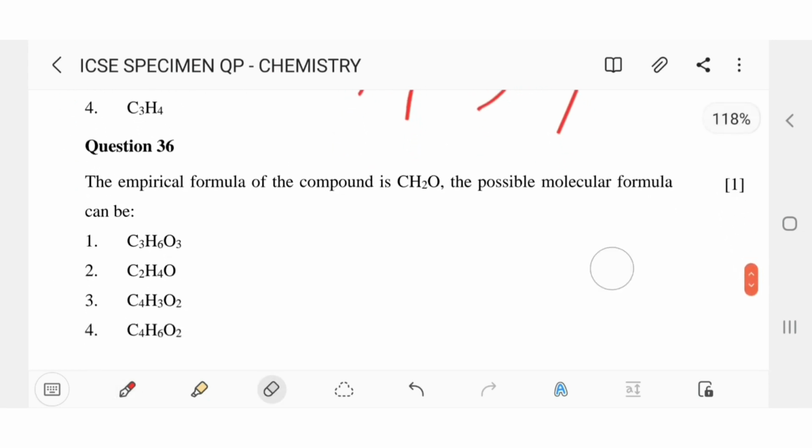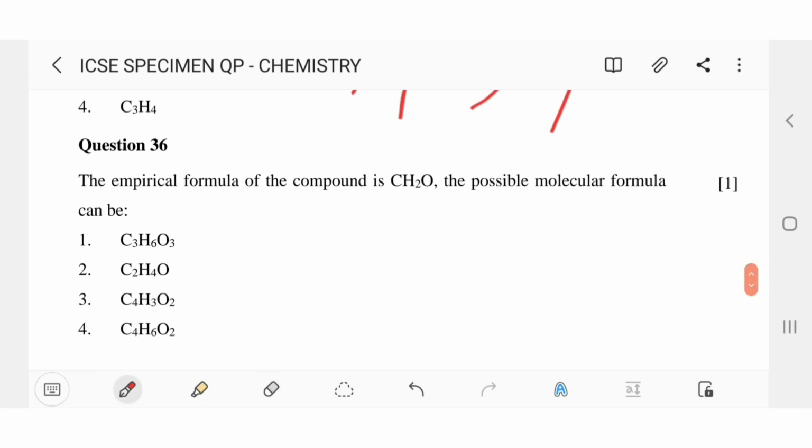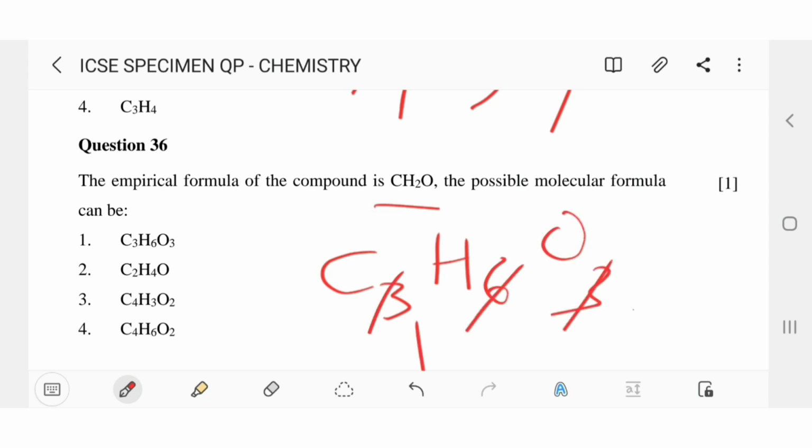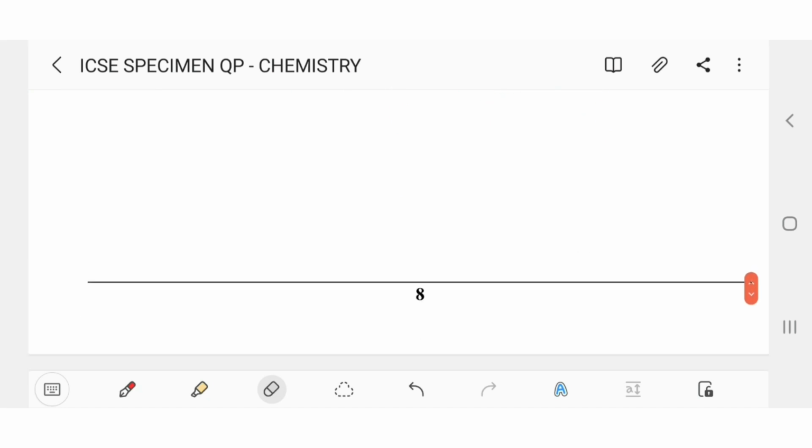Question 36. The empirical formula of the compound is CH2O. The possible molecular formula can be, this is also easy. First option C3H6O3. 3 1s are 3, 3 2s are 6, then 3 1s are 3. It will cancel and give you CH2O. Now, the last question, 37.